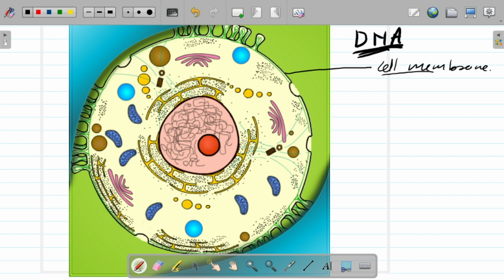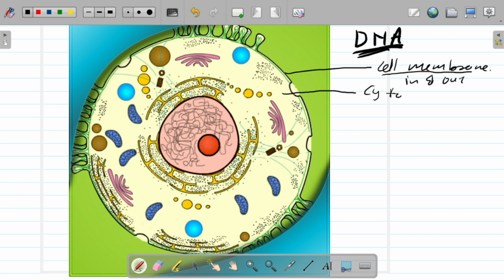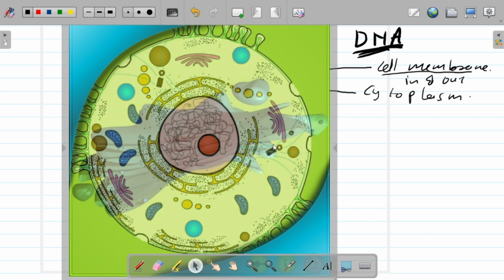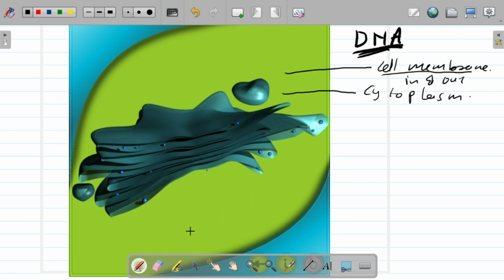It controls what goes in and out of the cell. That's your cell membrane. And then inside your cell membrane, you will have your cytoplasm, your whole entire cytoplasm, where all the organelles of the cell are, and basically where all the reactions of the cell take place. And then you'll have other organelles inside the cell, for example, such as your Golgi body. That's the Golgi body as part of your cell.